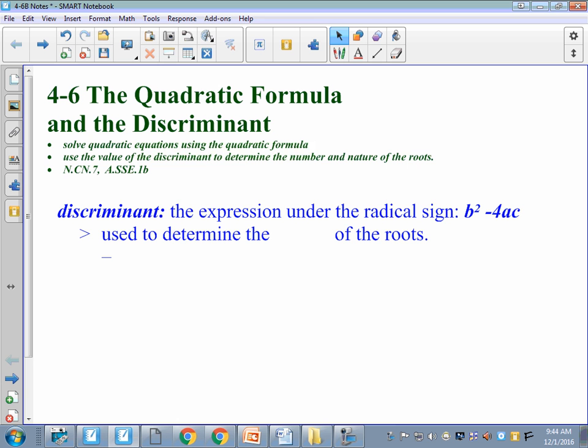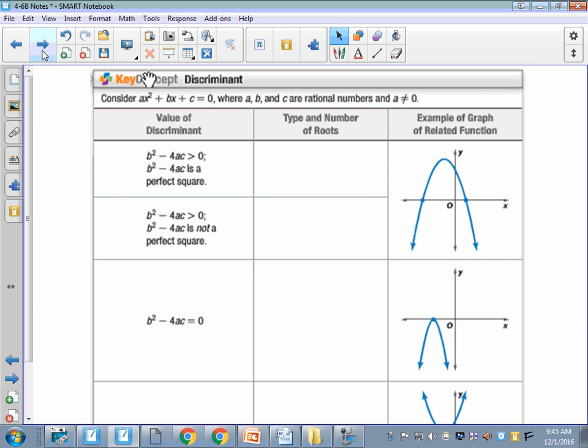It's used to determine the nature of the roots, and what that means is how many and what type of solutions. So anytime you see the nature of the roots, I want to know how many solutions and what type. Are they rational, irrational, complex? Is there one or two or none sort of thing? So this picture right here kind of summarizes all the different possibilities.